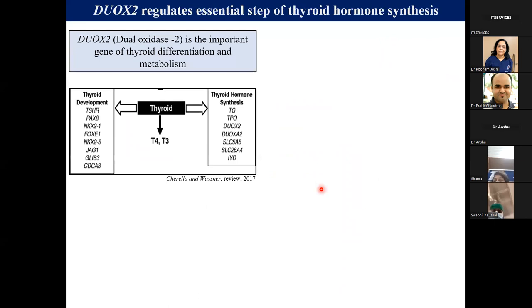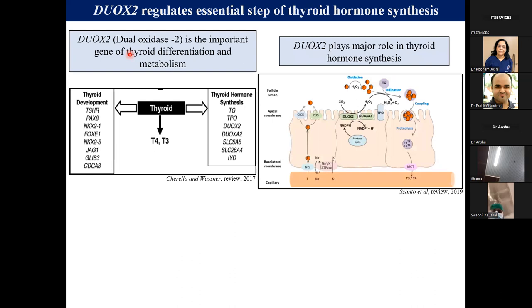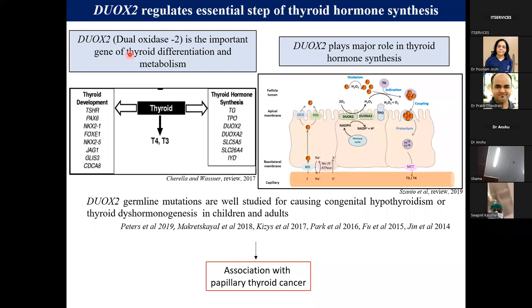Now DUOX2 is a gene which is known to affect thyroid function in general. It is involved in thyroid differentiation and metabolism. DUOX2 has already been characterized for normal thyroid tissue functions, and some germline alterations in DUOX2 have been reported, for example congenital hypothyroidism or thyroid dyshormonogenesis in children. So DUOX2 has a well established function and role in various thyroid associated diseases, but it has never been reported to be affected in thyroid cancer in a somatic setting. So this study is trying to find out whether the DUOX2 gene can drive papillary thyroid cancer or not.